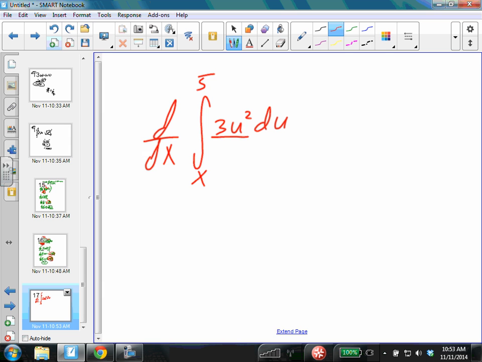So take the derivative with respect to x of the integral, and then what's the antiderivative of 3u squared? u cubed. That is exactly right. And we're evaluating from x to 5.